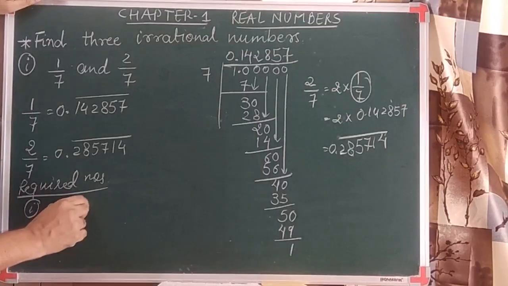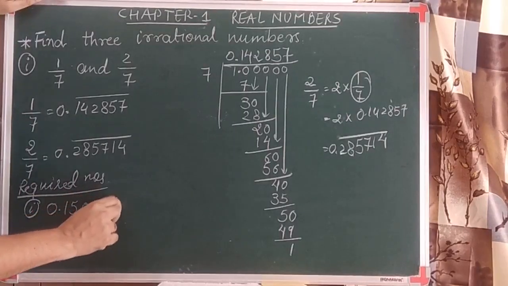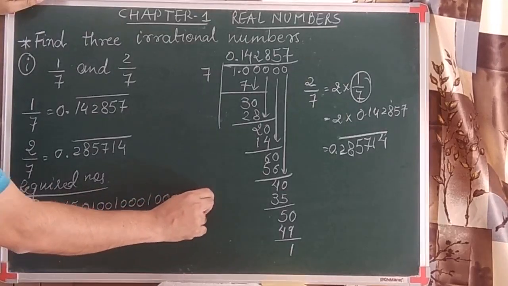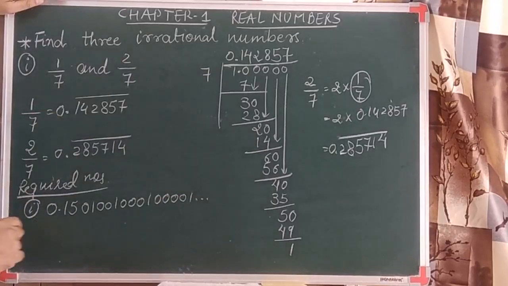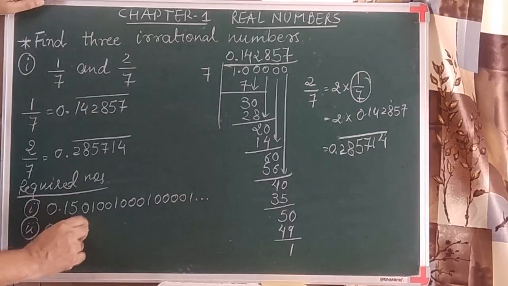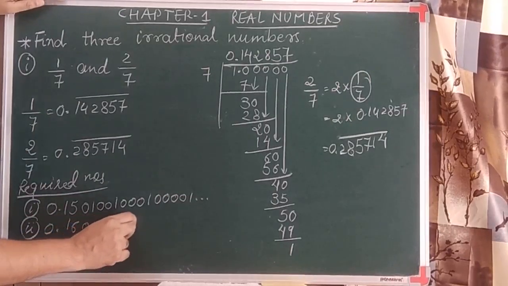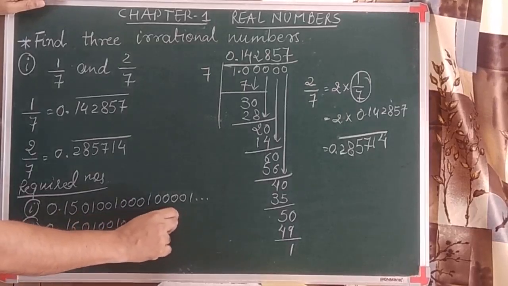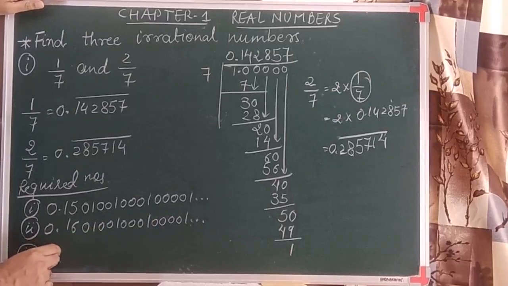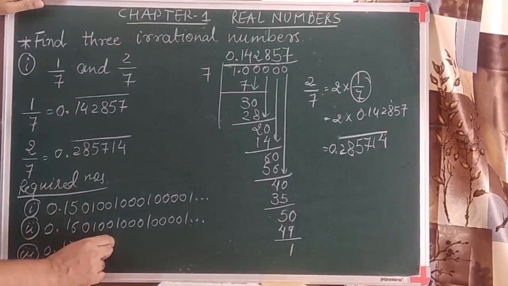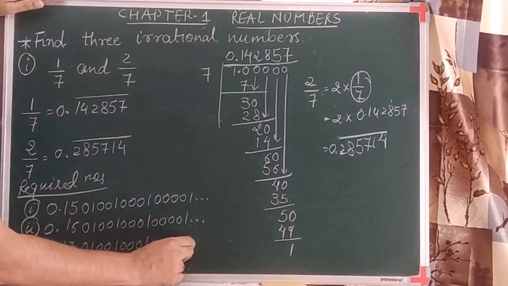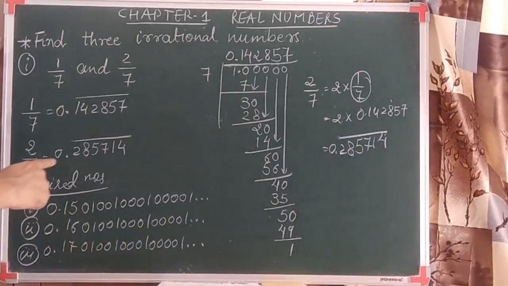So let me write down a certain way. I'll write 0.1010010001000010 and so on. So you can see that the numbers are non-reoccurring numbers. The same way you can write 0.16010010001000 and go. One more, you can write 0.17010010001000 and so on. Thus you can find out infinitely many.